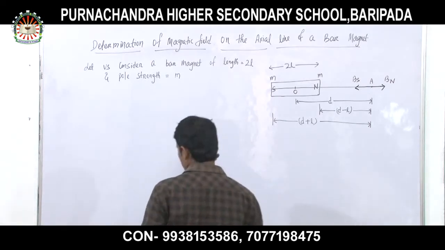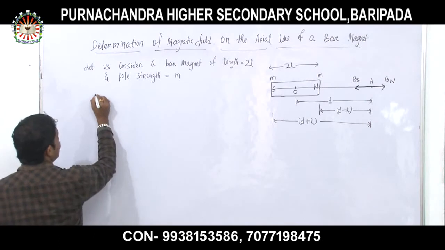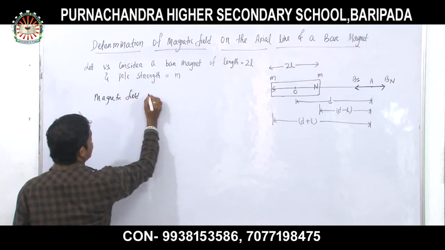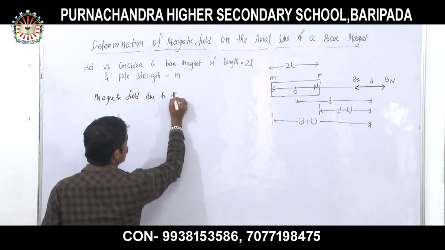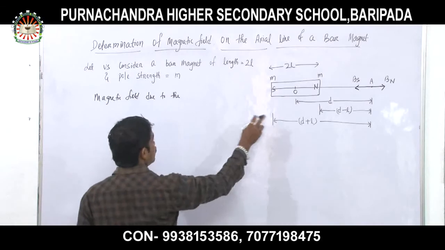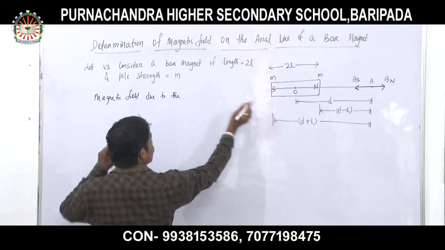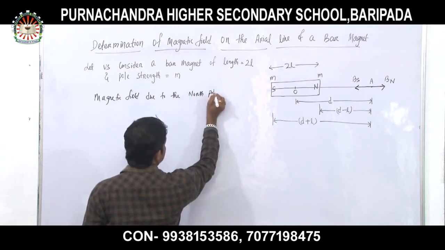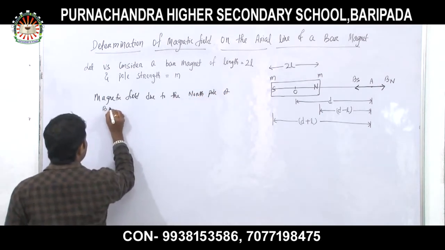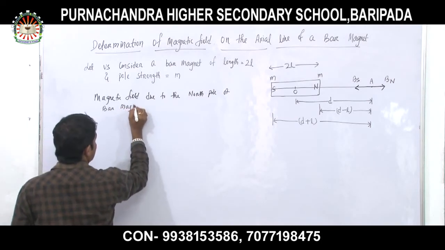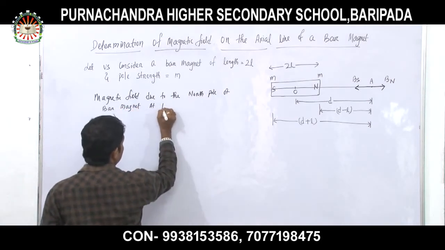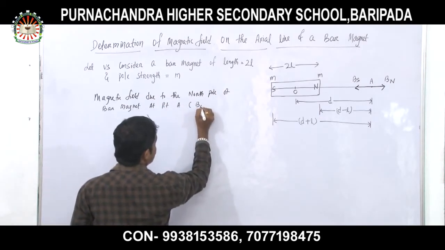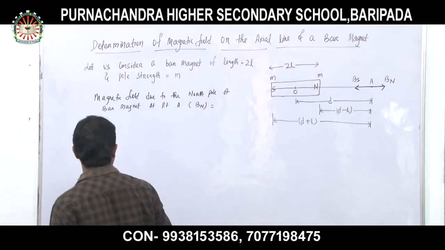So now, one by one, first of all we have to find out the magnetic field due to the north pole of the bar magnet at point A. That is denoted as your Bn. So let us find out the expression of Bn.